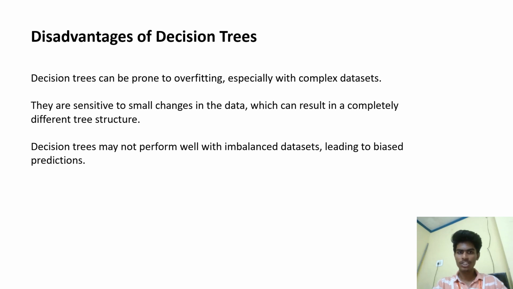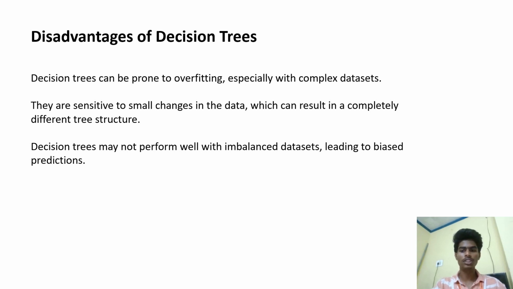Now we are discussing the disadvantages of decision trees. Decision trees can be prone to overfitting, especially with complex data sets. Here, overfitting means decision trees can create overly complex trees that don't generalize data well. Sometimes it will create more decisions and a huge, complex tree structure. So it will be very hard to decide whether the outcome is correct or wrong. So that is a disadvantage of decision trees.